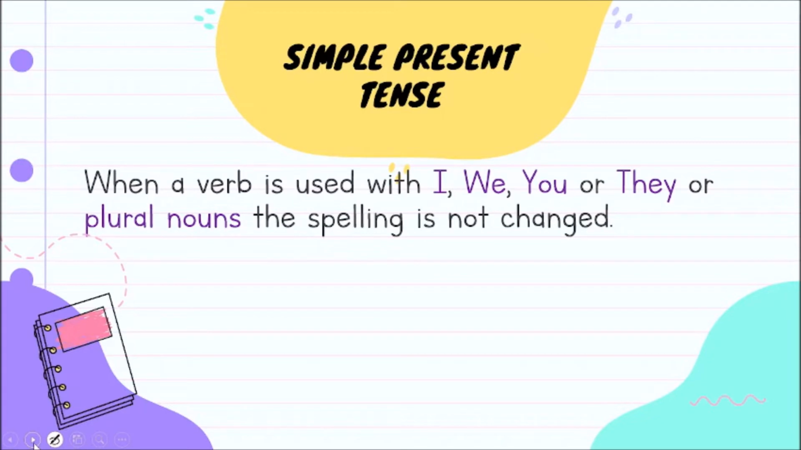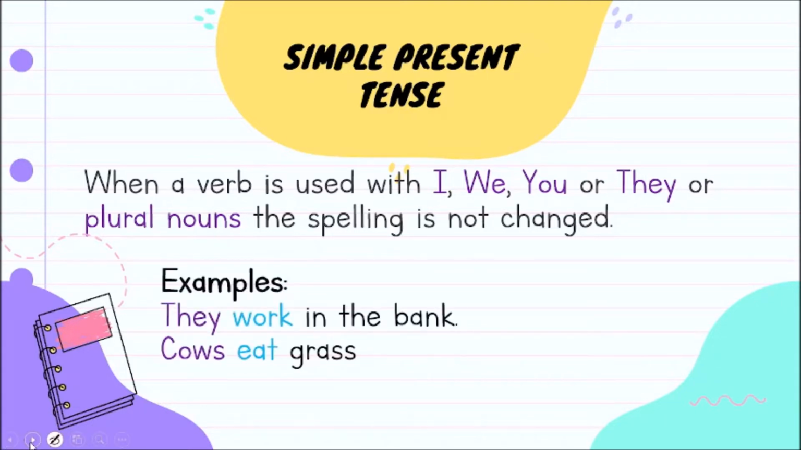Then, when a verb is used with I, we, you, or they, or plural nouns, the spelling is not changed, or we use the base form of the verb. Here are the examples. They work in the bank. Cows eat grass. So as you can see, they and cows are in plural form. That is why we use the base form of the verb. We do not change the spelling or add es or s.